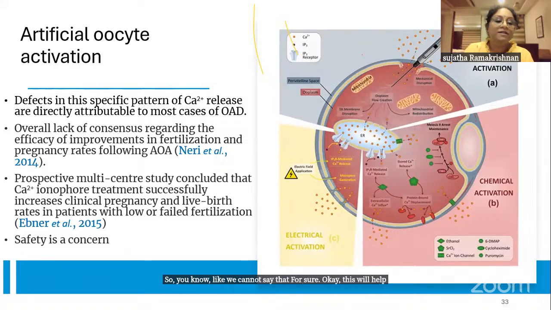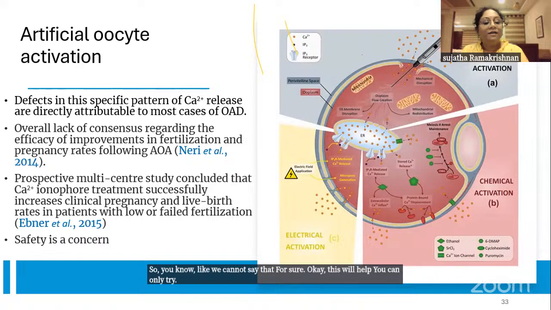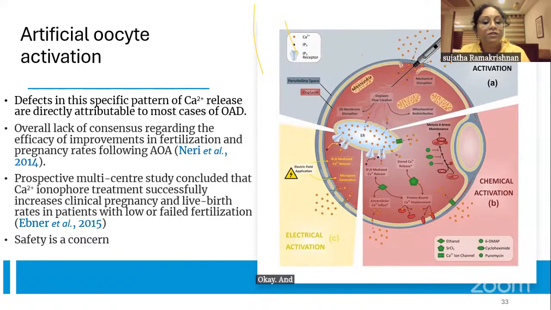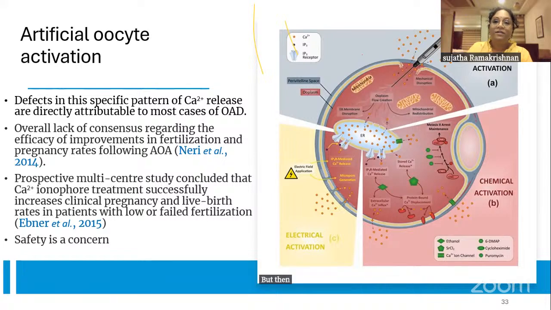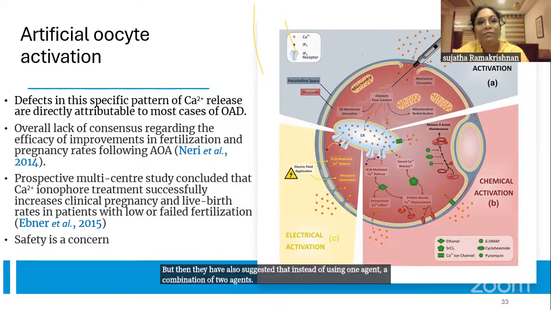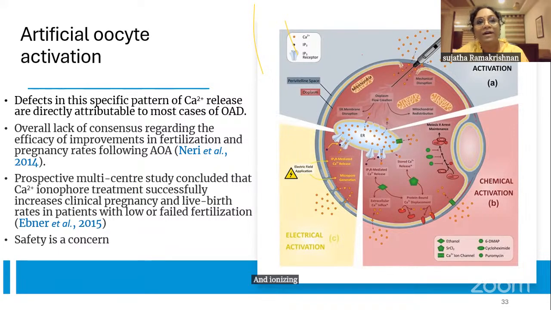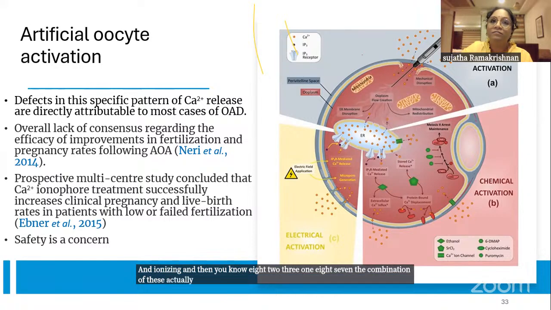You can only try. Okay, and a paper which was published in 2015, this is a prospective study, showed that calcium ionophore treatment successfully increases clinical pregnancy and live birth rates in low or failed fertilization. But then they have also suggested that instead of using one agent, a combination of 2 agents, ionomycin and A23187, can be used for increased fertilization.